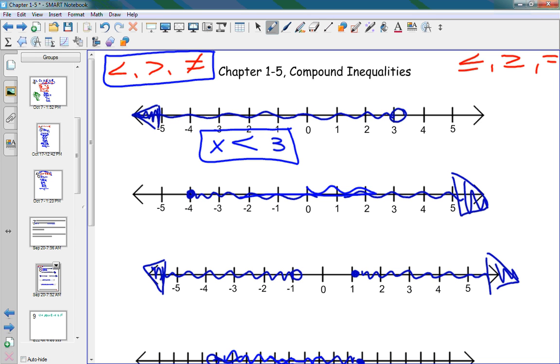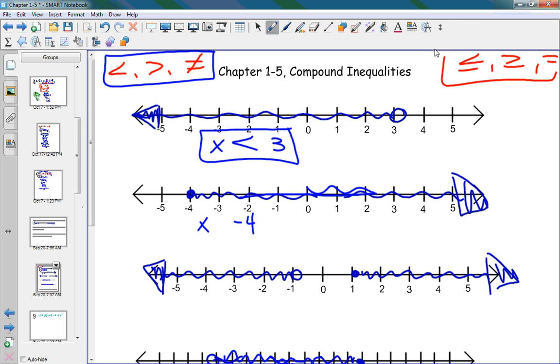My shading is going to be to the right. I have my X that I always put first. Okay? I have my wall, which starts at -4. Can it be -4? It's a closed dot. A closed dot means I'm going to use these values over here: less than or equal to, greater than or equal to. Well, as soon as you see shading, you know you're down to two signs: less than or equal to, or greater than or equal to.